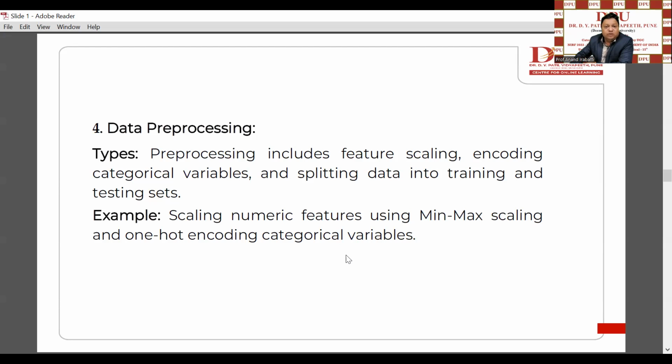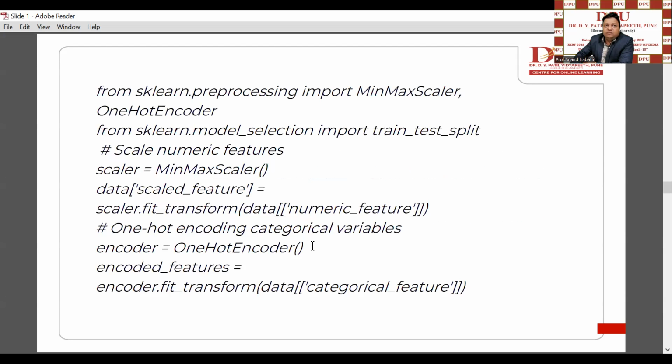So it means that we need to bring the data into a proper scale, and that can be done with the help of the min max scaling and one hot encoding functions. So here I'm bringing my data into the same scale. We call this data pre-processing.